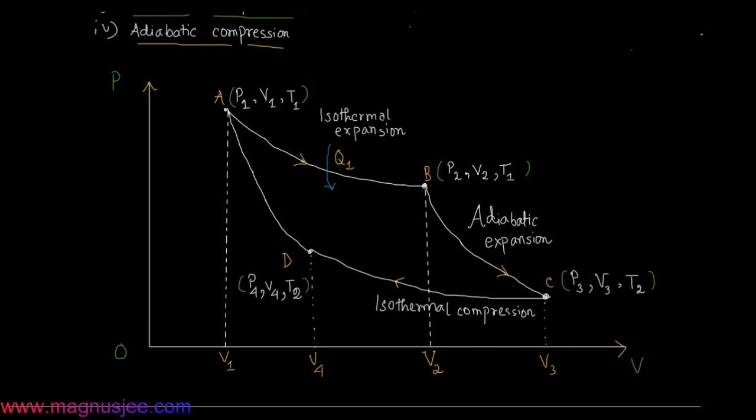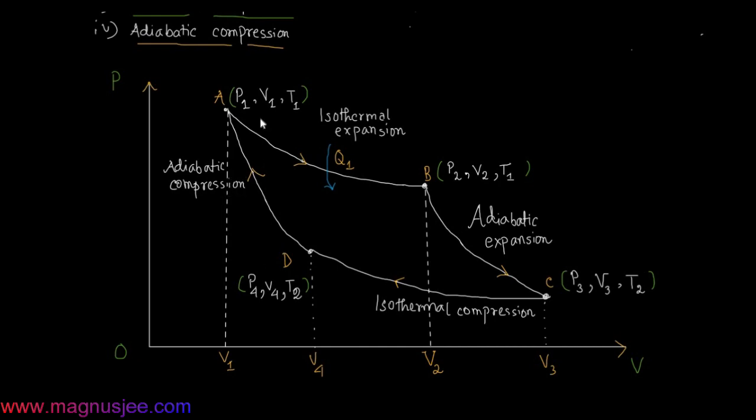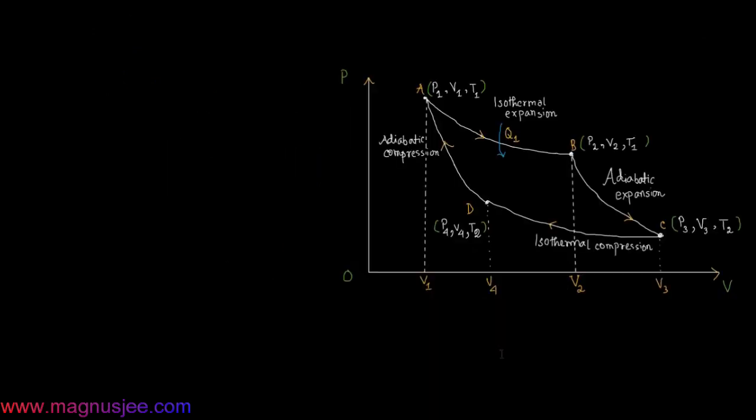Similarly, adiabatic compression will occur along the path DA in the PV graph. Adiabatic compression occurs from the state D to A, that means from the volume V4 to V1.